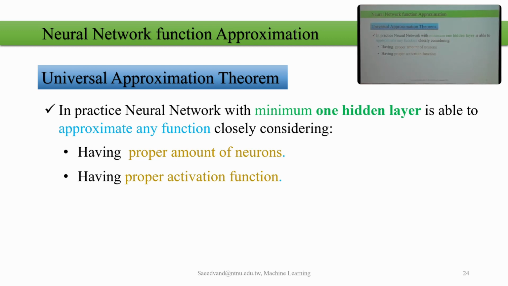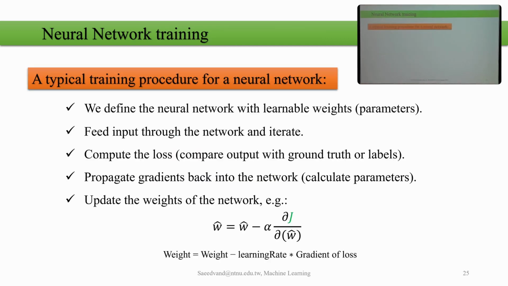So this is the famous universal approximation theorem with neural networks. Now let's talk about the typical training procedure of a neural network. We say we have learnable weights in the neural network, the W's or parameters that we want to learn. We want to feed input through the network to pass through to the output, of course, at least one time. Then based on that, we want to compute the loss, compute the error.